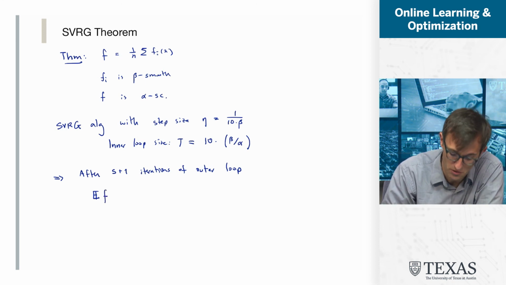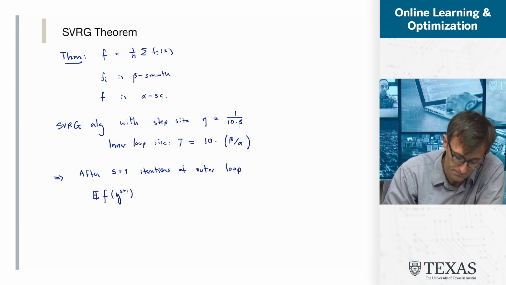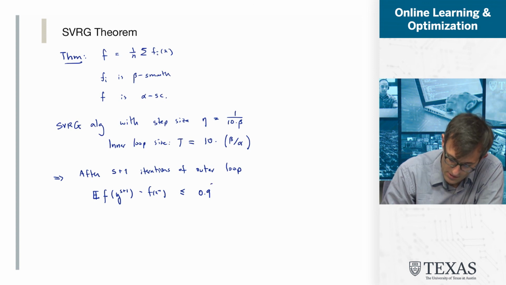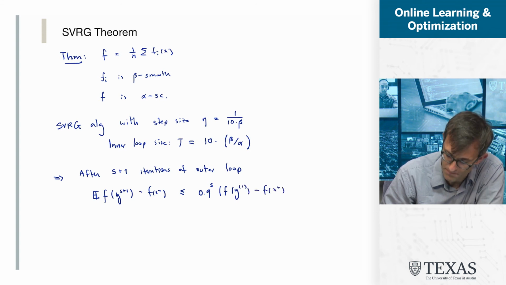So the expectation of f of y s plus 1 minus f of x star is bounded above by 0.9 to the s times f of y 1 minus f of x star.